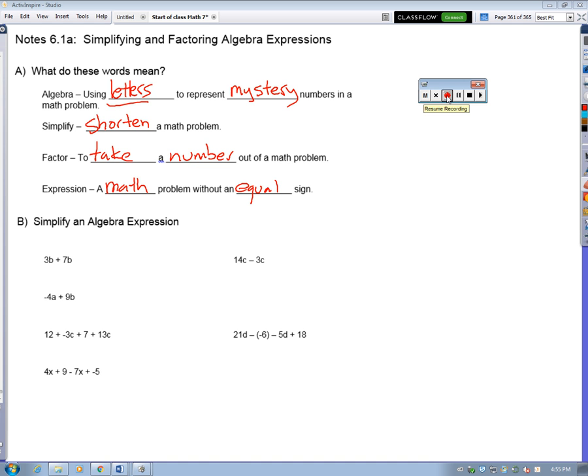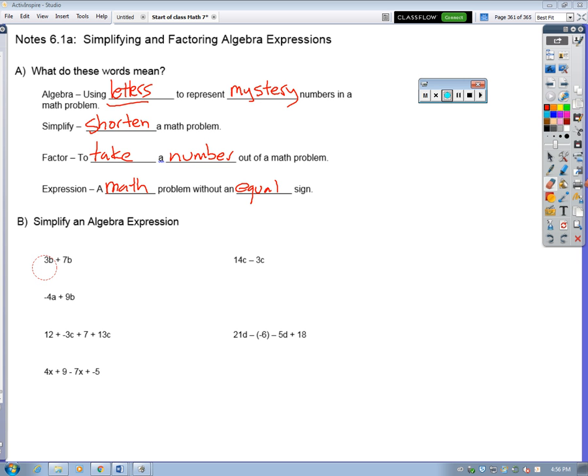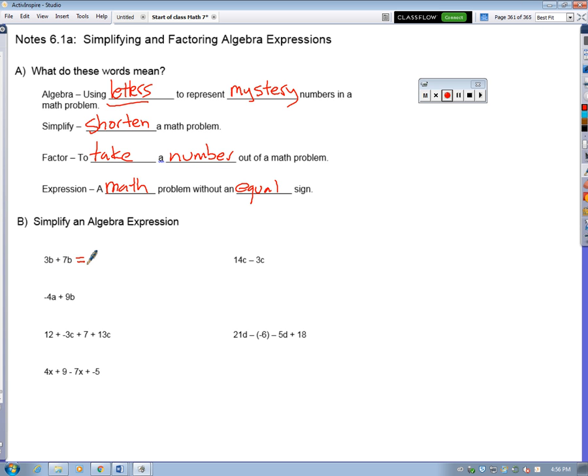When we simplify, we're trying to put all the like stuff together. So here I've got this first one, 3b plus 7b. Now what does b equal? Don't know, don't care. Could be anything. All we need to know right now is it's b's. And there's 3b plus 7b. So when we simplify, we're just going to put all that stuff together, and that's going to equal 10b. Again, I don't have an answer. I don't know what b equals, but it doesn't matter. We can work with this.